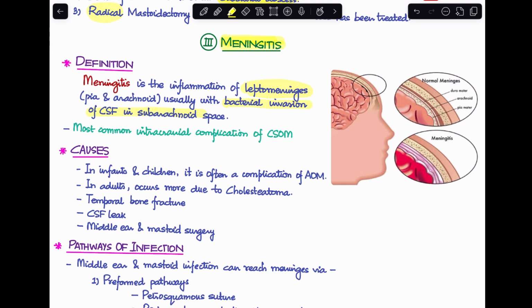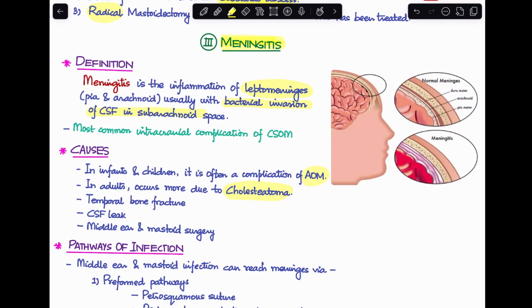Now, there are a lot of causes of meningitis, but in cases of infants and children, it usually ends up being a complication of acute otitis media, whereas in adults, it is more commonly because of cholesteatoma. Other causes can be temporal bone fracture, CSF leak, or middle ear and mastoid surgeries even.